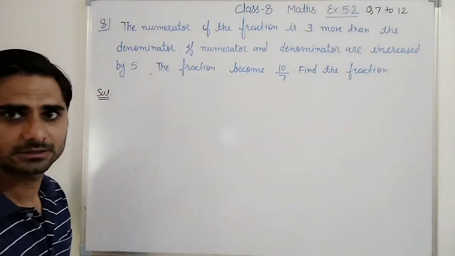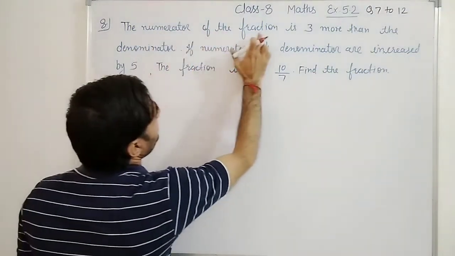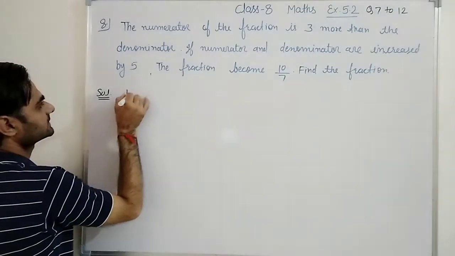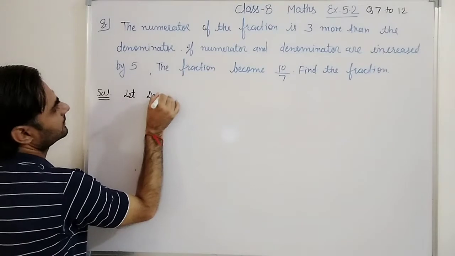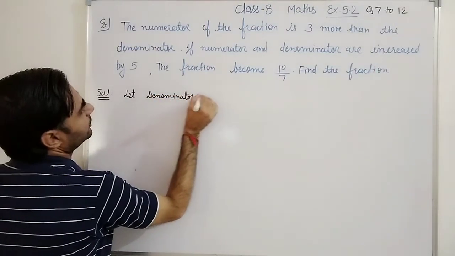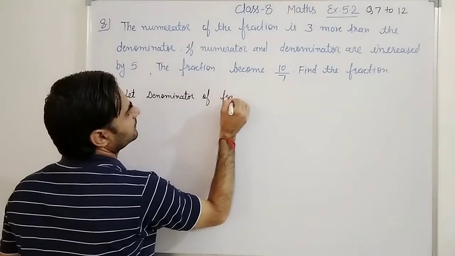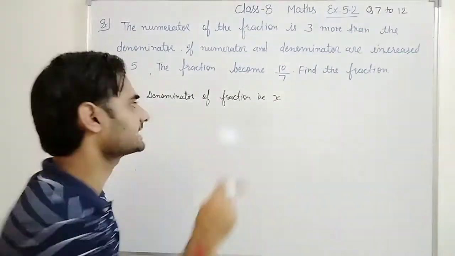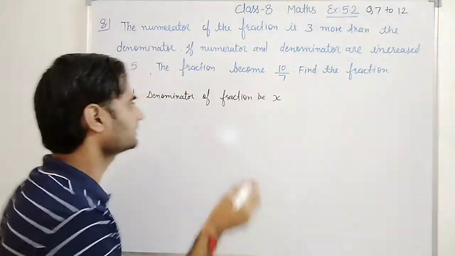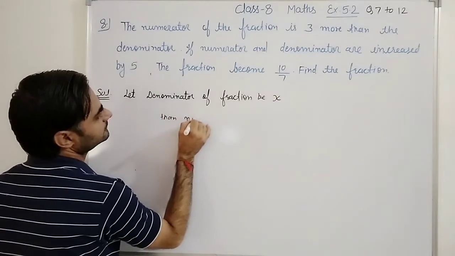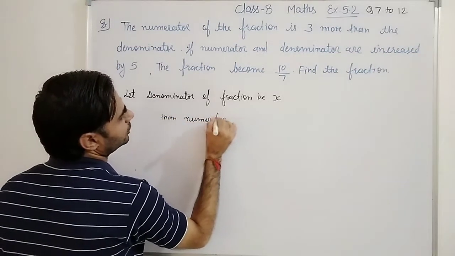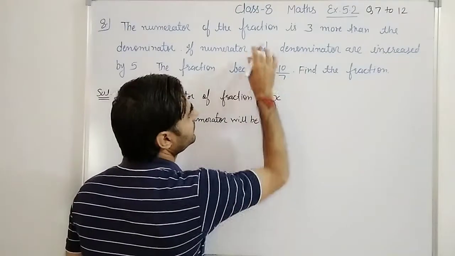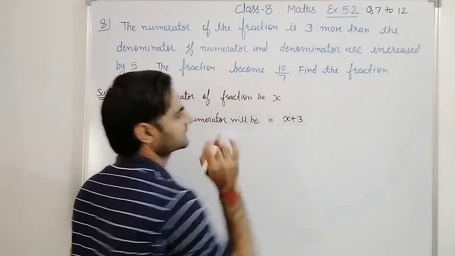We don't know the fraction. So first of all, it says the numerator is 3 more. The numerator is bigger, so we can take the denominator as x. Let the denominator of the fraction be x. If the denominator is x, then what will the numerator be? The numerator will be 3 more, meaning x plus 3. Did you understand?